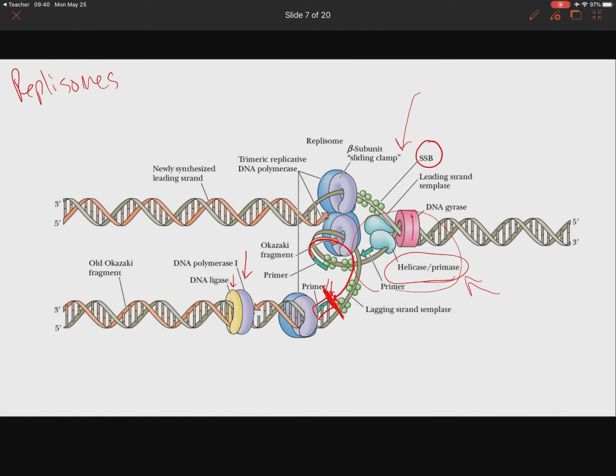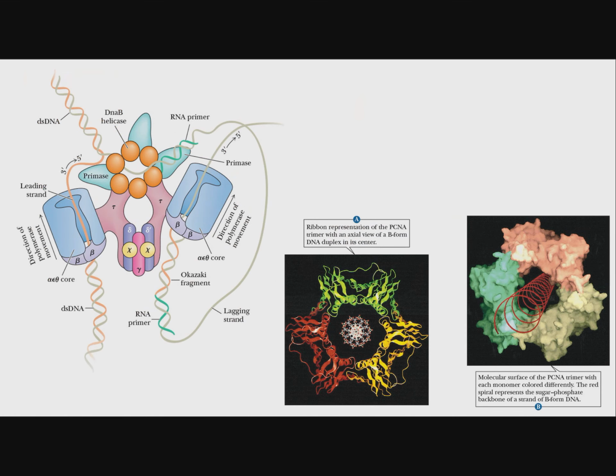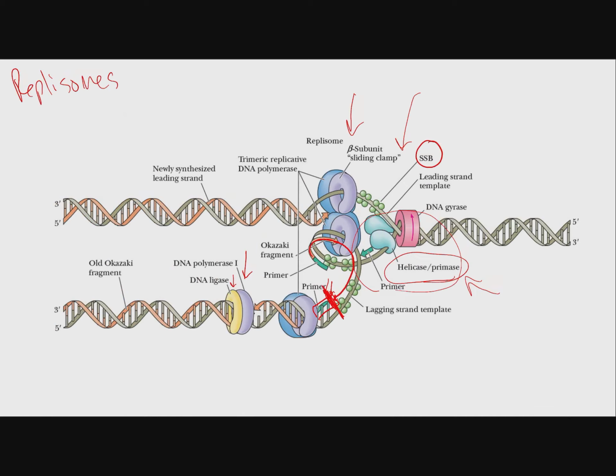Okay, so that's basically it. So that's the parts that we want to talk about. DNA polymerase's job, polymerase 1 job, ligase's job, primer, helicase, SSBs. We can talk a little bit about this cool beta subunit sliding clamp business, because this is pretty neat. So let's see, I think I have a picture of that here. So what we've got here is actually the clamp loader.